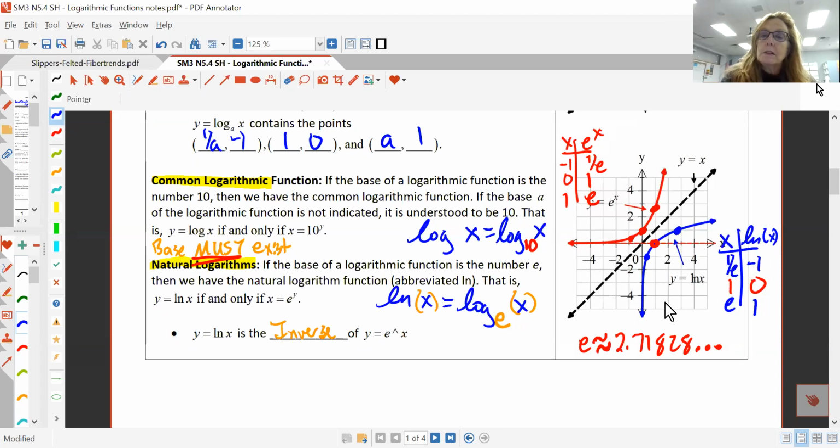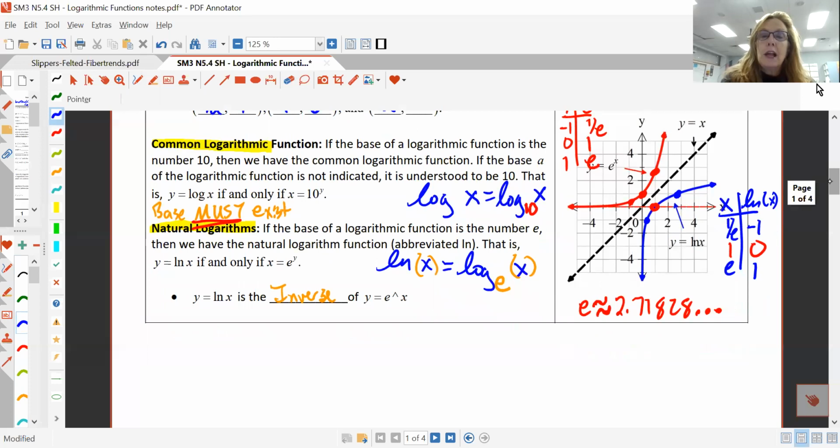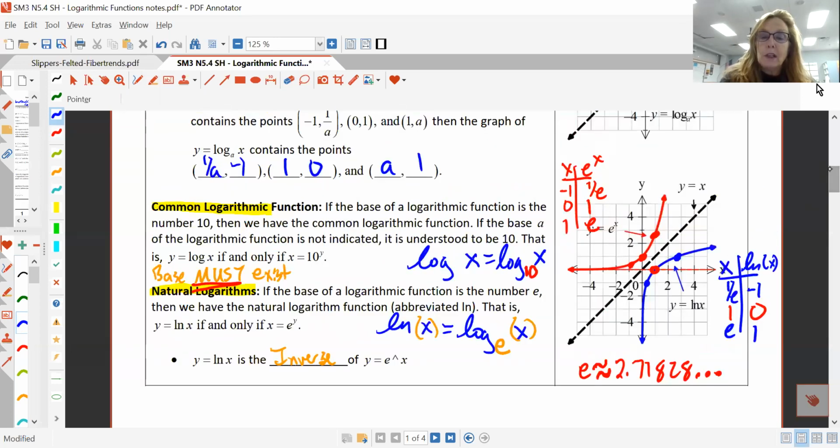Okay, so now that we hopefully know this or have learned this, that they're inverses and so on, now our goal is that we should be able to graph it. Does anybody feel like they need to go back over any of this before we move on?